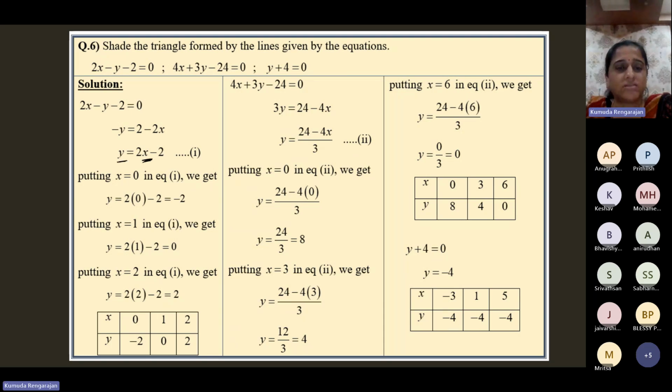After making y the subject of the formula, we give different values for x. So we use that value of x and find the corresponding y. Supposing x is 1, 2 into 1 is 2, minus 2 is 0. So y is 0. So we take different values for x and find the corresponding values for y. That's what you see here: putting x is equal to 0, x is equal to 1, x is equal to 2, you get different y values, and that's what is tabulated here in the xy table.